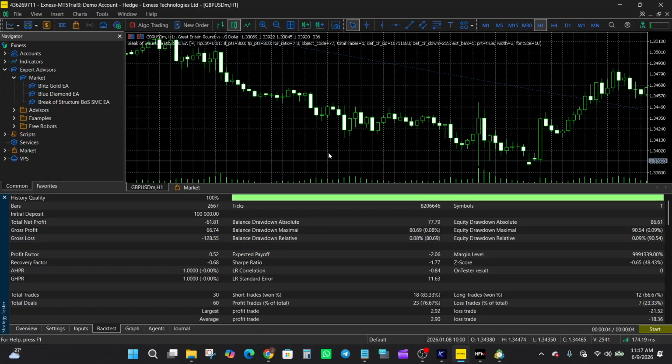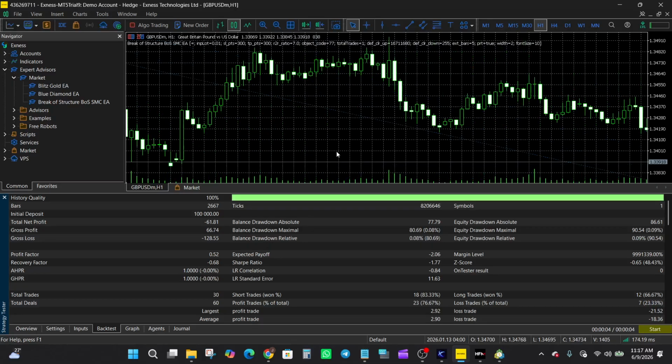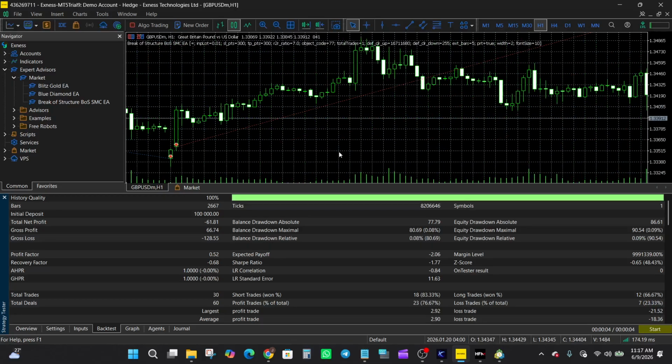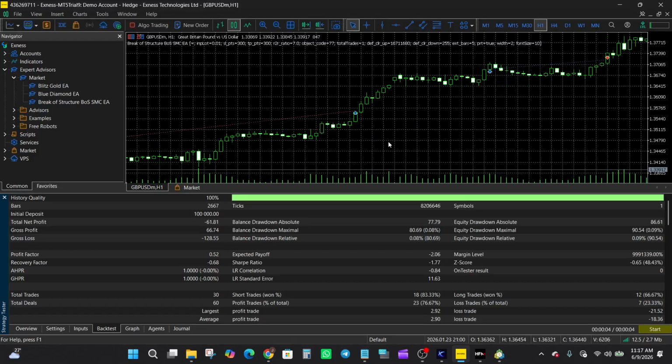Okay, in periods of strong directional movement, break of structure signals tend to align more clearly with trend continuation. During more sideways or choppy conditions, those same structural breaks can appear more frequently, which can affect overall consistency depending on market behavior. So when reviewing the historical testing performance, it is important to remember that results like these are strictly based on past data.